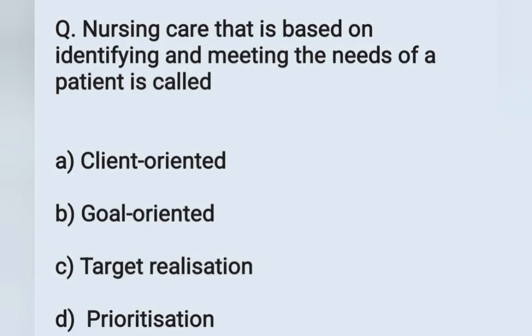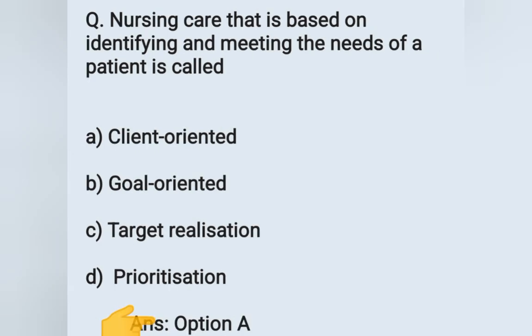And the next question is, nursing care that is based on identifying and meeting the needs of a patient is called? Options: option A client oriented care, option B goal oriented, option C target realization, option D prioritizing. Here the nursing care which is mainly based on the patient's needs is known as client oriented care. Option A is the correct answer. Move on to the next question.